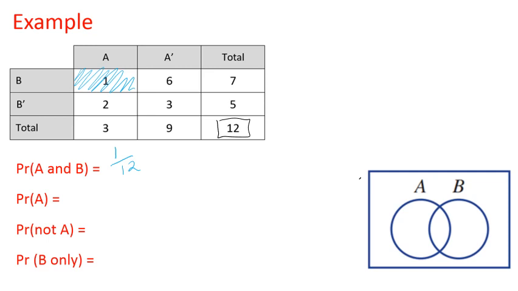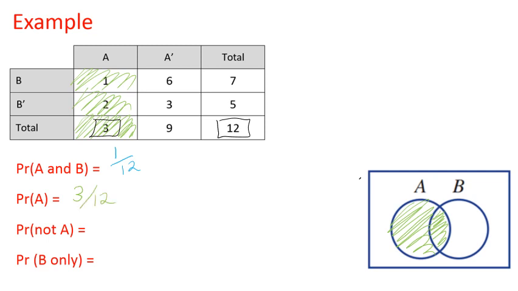Alrighty, then the next one is saying the probability of A. So the probability of A is this number here, because it's the total of A, which is A and B, and then A and not B, which is these two sections on the Venn diagram. So I just look at the total of those two added up, which is 3. So the probability of A is 3 out of 12.